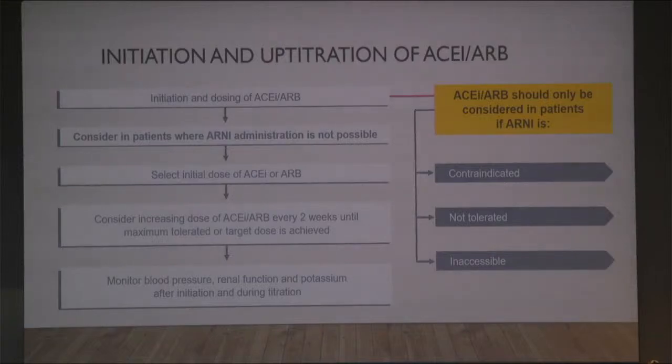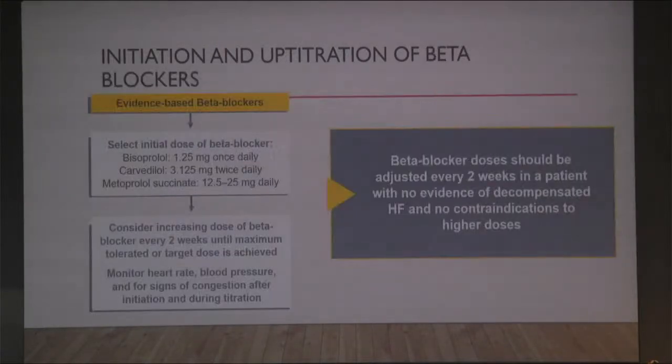If the patient is not suitable for ARNI, that is, if ARNI is contraindicated, not tolerated, or inaccessible, you can still give ACE inhibitor or ARB. In this case, start with the minimum possible dose and then you can up-titrate every 2 weeks looking at blood pressure, renal function and potassium. Beta blocker is to be given in every single patient of HFrEF unless it is absolutely contraindicated. There are three beta blockers which have shown evidence-based benefit: bisoprolol, carvedilol, and metoprolol. The initial dose is as written and then you can increase every 2 weeks, having a close watch on heart rate, blood pressure and of course signs of congestion.